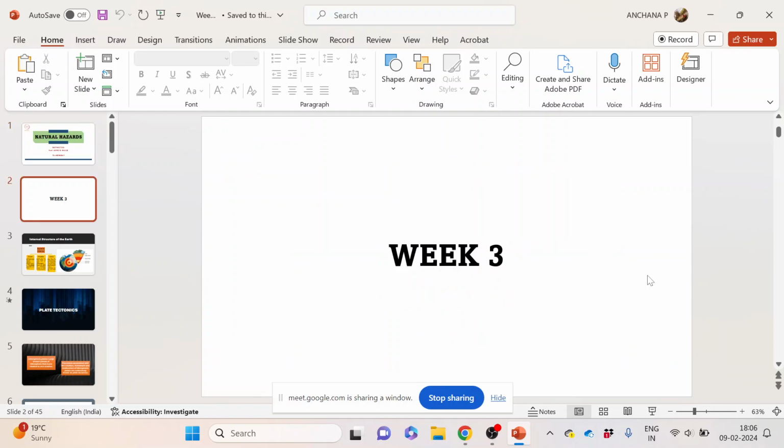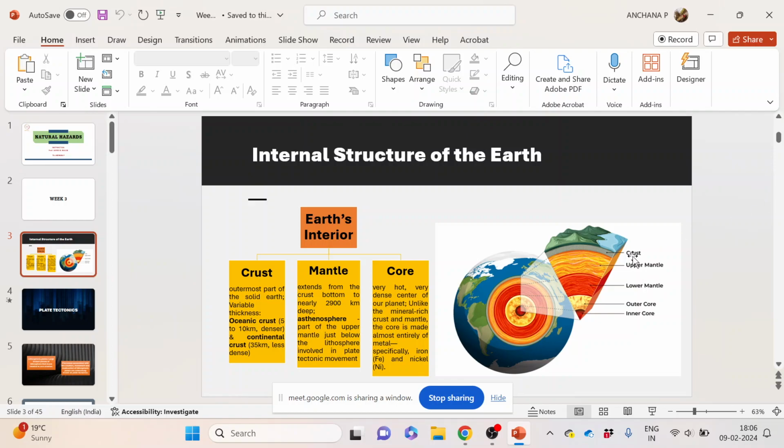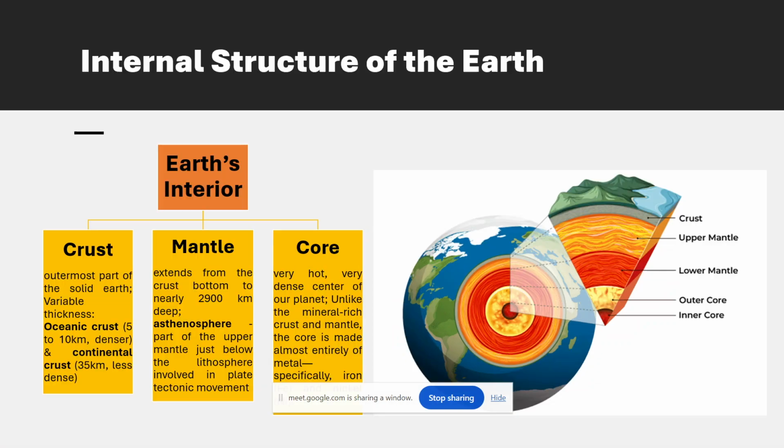First of all, we'll start with the internal structure of the Earth. You might be familiar with this, but I thought it would be better to discuss this briefly so that in the upcoming parts it'll be a bit easier for you to understand, since we'll be discussing mainly plate tectonics and different kinds of faults in today's session.